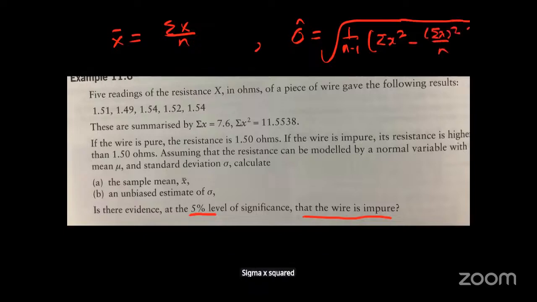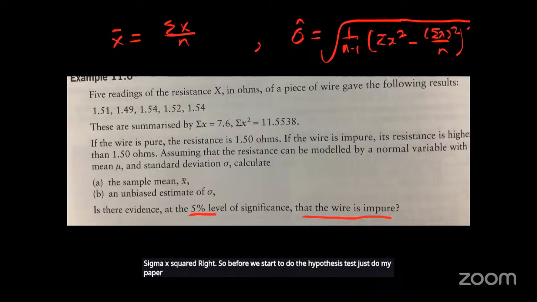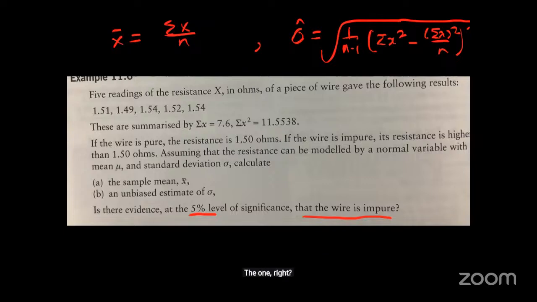Before we start the hypothesis test, let's do my favor. Work out x bar and the estimated value for sigma. Hurry up, I'm giving you a few minutes. Then if you want to start, go right ahead. Write down what H1 is, what H0 is, the distribution and so on. But we can do that together. We'll go with this part first.